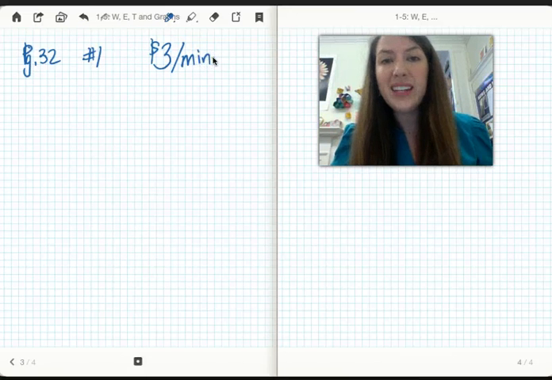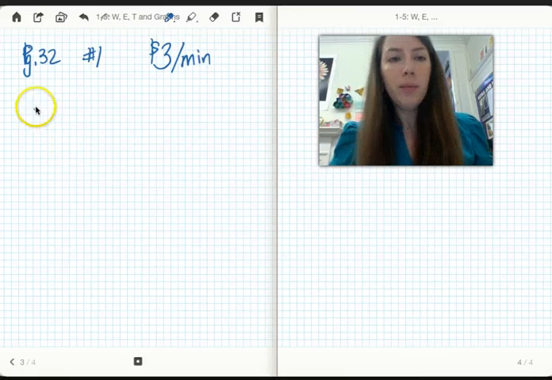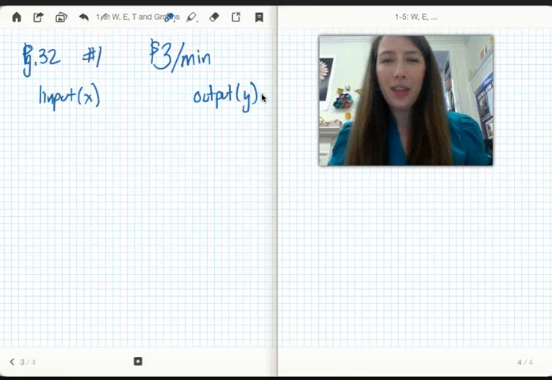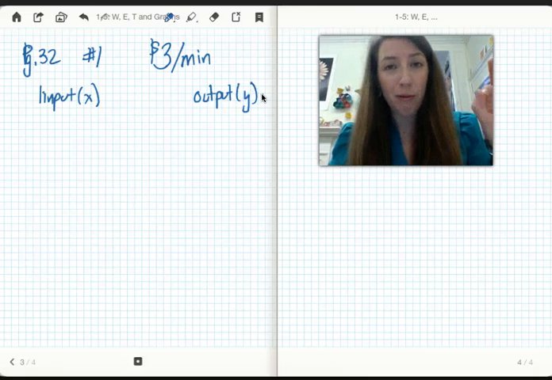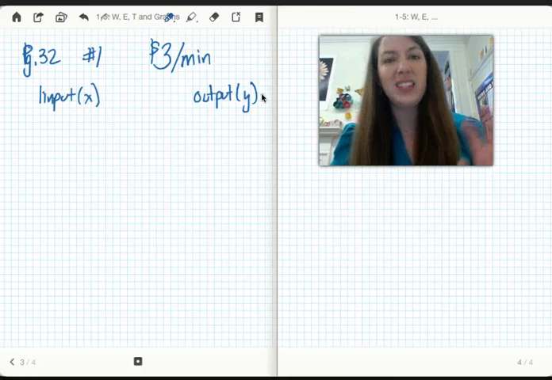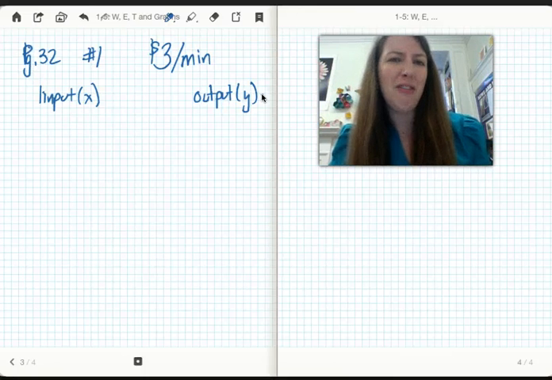Let's just go ahead and write that down. We are given a table. We are told that the input is represented by x and that the output is represented by y. Now that's all well and good, but if I'm talking about phone calls and minutes and money, I kind of want to know what the X and Y represent in this case. So you always want to make sure you can identify that.